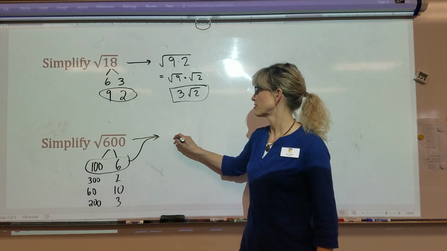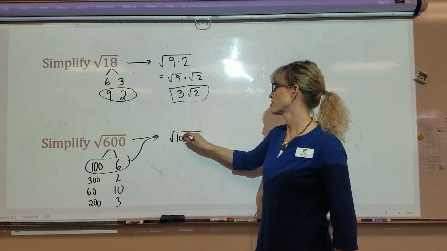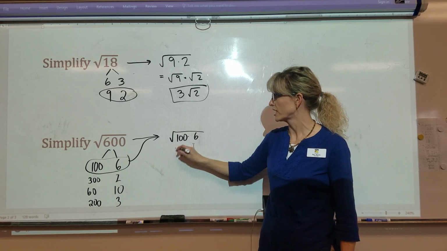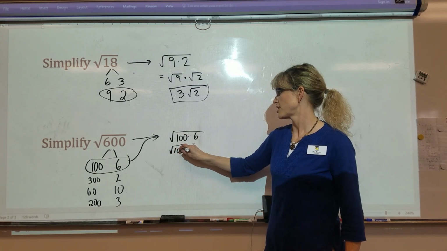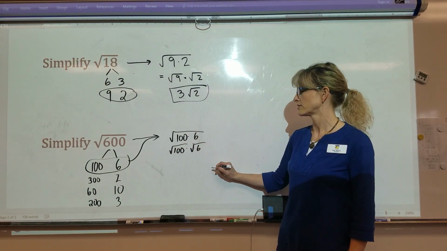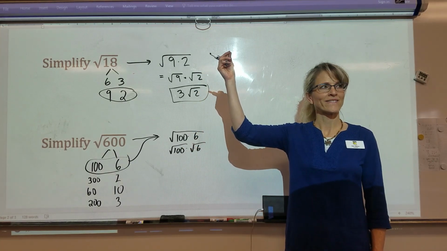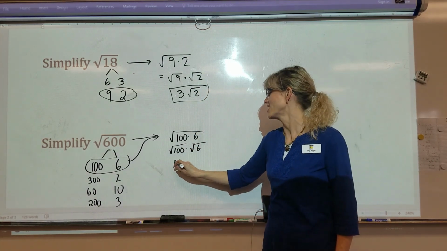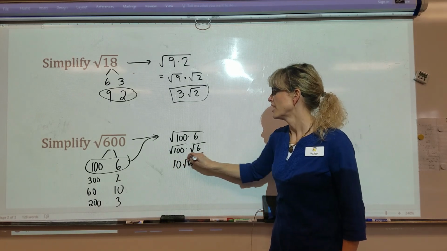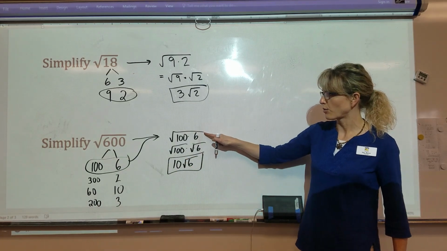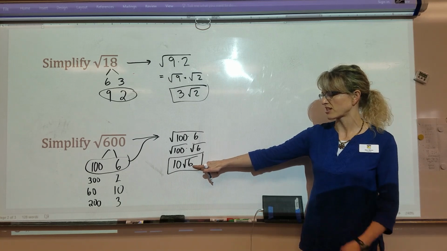So this becomes the square root of 100 times 6. I work vertically. I split that up into 2 radicals, and I can take the square root of 100, which is, think. Get ready? 10. You guys are totally with me. Thank you. And that's the simplest way to write it. 1, 2, 3 steps. Root 6 doesn't simplify anymore.